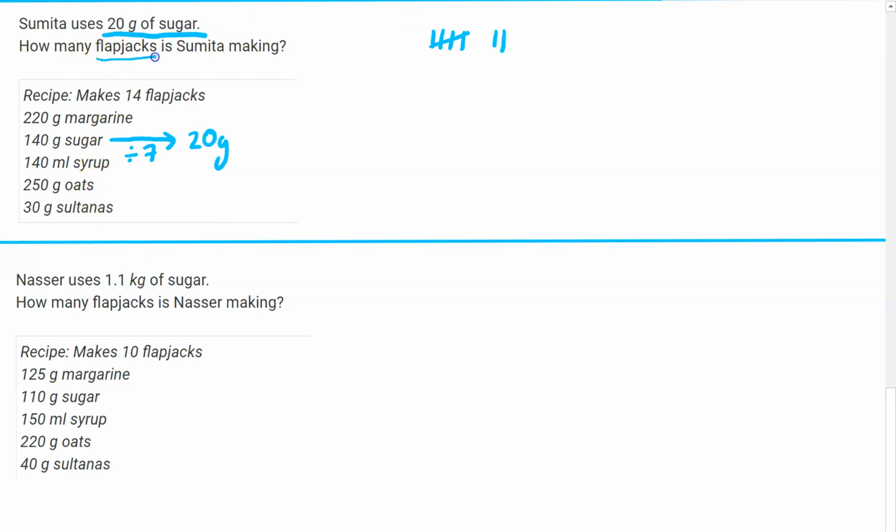So how many flapjacks is she making? Okay, so this recipe originally was for 14. If we divide that by 7, then we get 2. So she was making 2 flapjacks. This is a very weird, weird amount to make, but why not?